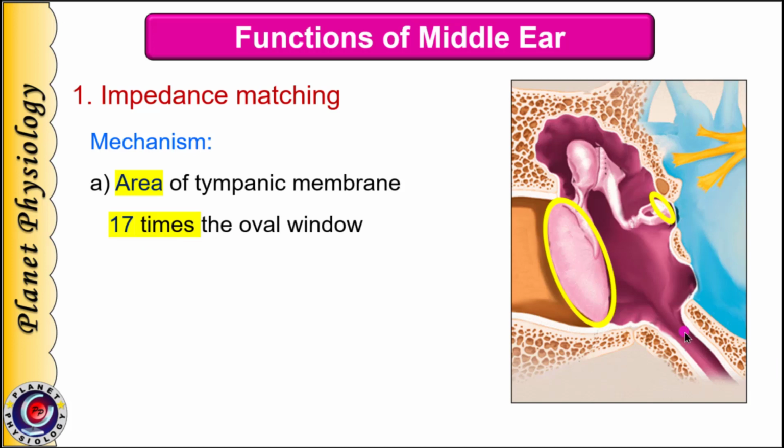As you can make out in this picture, the area of the tympanic membrane is 17 times greater than that of the oval window. Hence, the sound waves are concentrated on the smaller area while entering the cochlea.